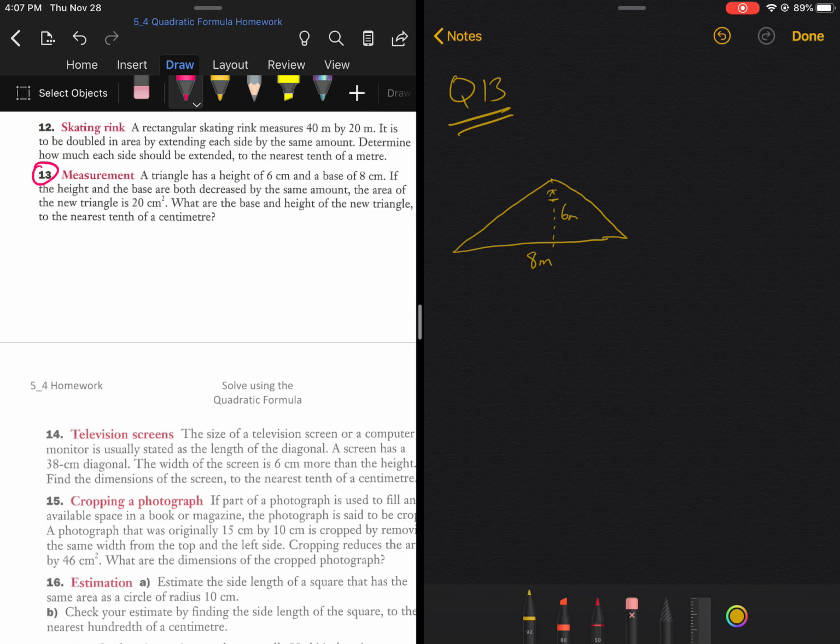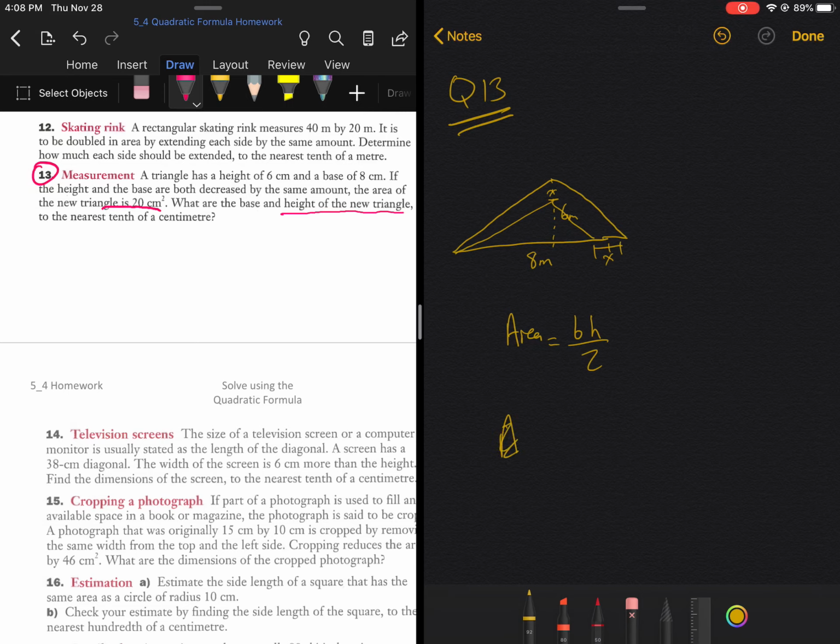So if the base and the height are decreased by the same amount, let's say x. What is the area? The area of the new triangle is 20 centimeters square. What is the base and height of the new triangle? Okay, so area of a triangle equals base times height over 2.